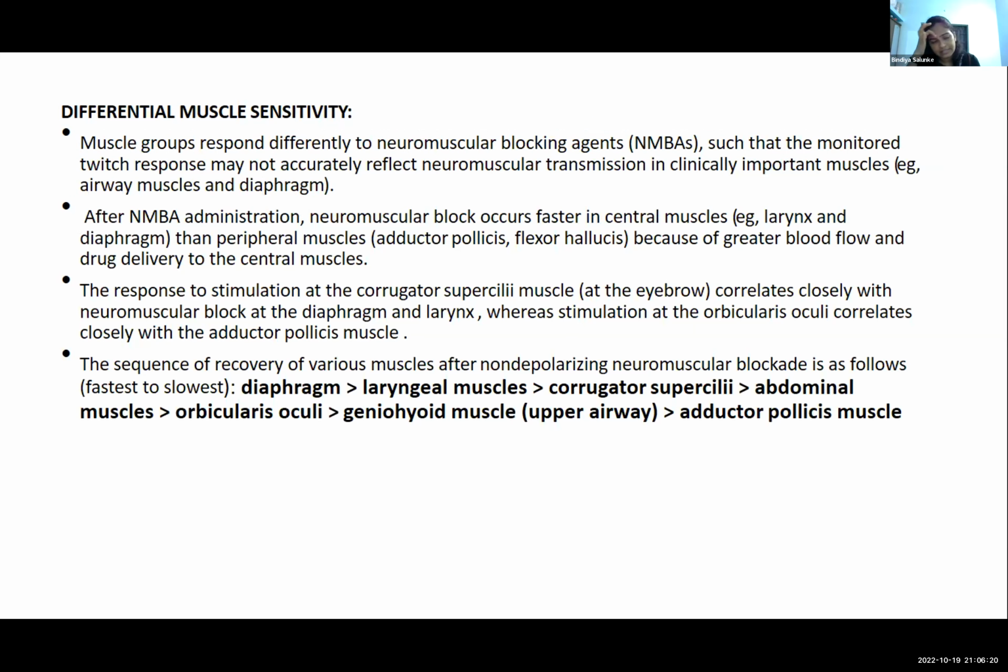What is differential muscle sensitivity? Muscle groups respond differently to neuromuscular blocking agents, such that the monitored twitch response may not accurately reflect neuromuscular transmission in clinically important muscles, for example, the airway muscles and the diaphragm. Thus, after the neuromuscular blocking agent is administered, neuromuscular block occurs faster in the central muscles than the periphery because of the greater blood flow to these muscles, and the drug delivery is faster. Thus, the sequence of recovery is first the diaphragm, followed by the laryngeal muscle, corrugator supercilii muscle, abdominal muscle, orbicularis oculi, geniohyoid muscle, and last is the adductor pollicis.